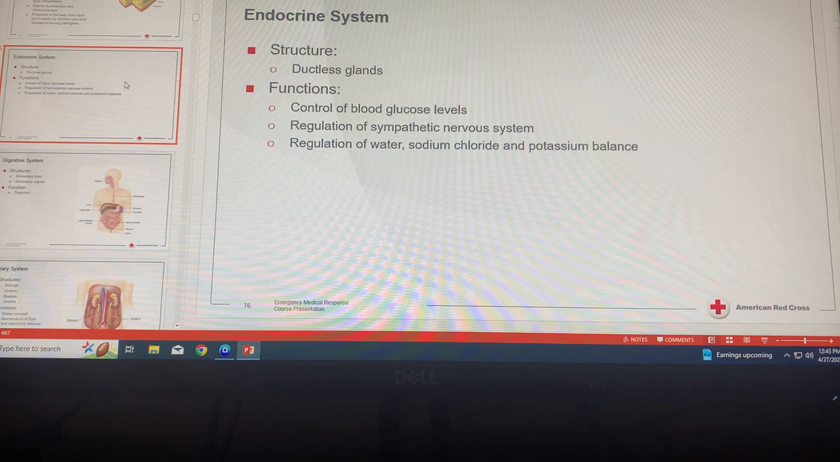The endocrine system. The endocrine system is one of the body's regulatory systems and is made up of ductless glands. These glands secrete hormones, which are chemical substances that enter the bloodstream and influence activity in different parts of the body.